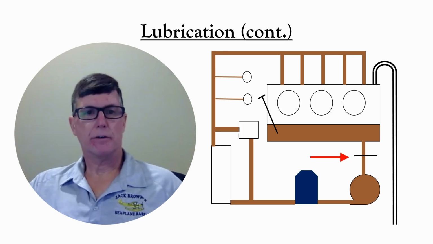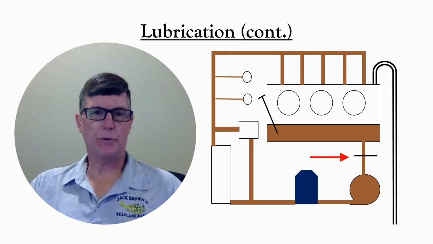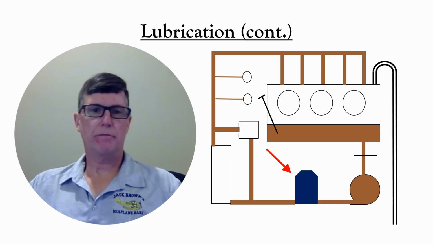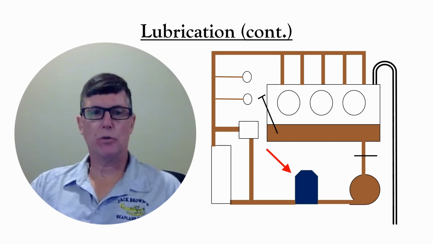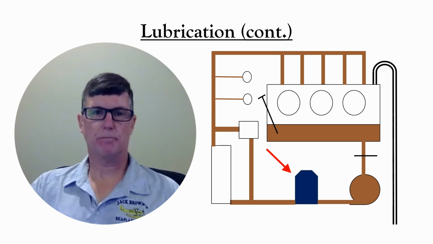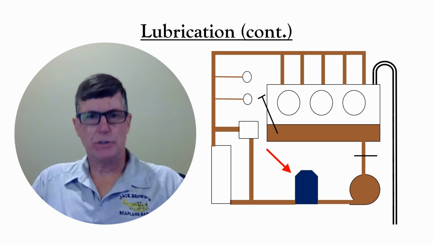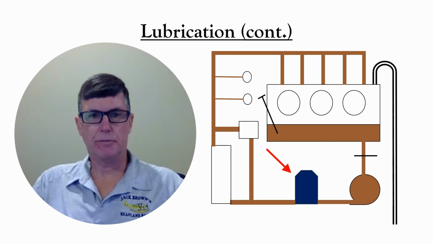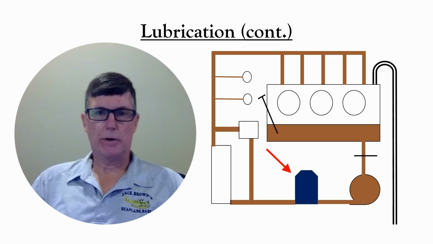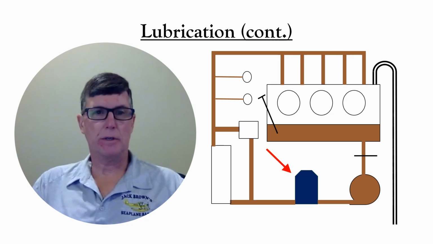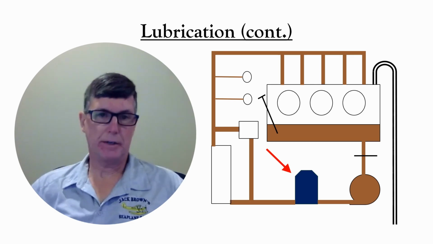Large particles are filtered out by a screen upstream of the pump, and finer particles are filtered out by an oil filter downstream of the pump. During oil changes, the filter may be cut open and inspected. The particles that are found in the filter can be an early indication of an impending problem.